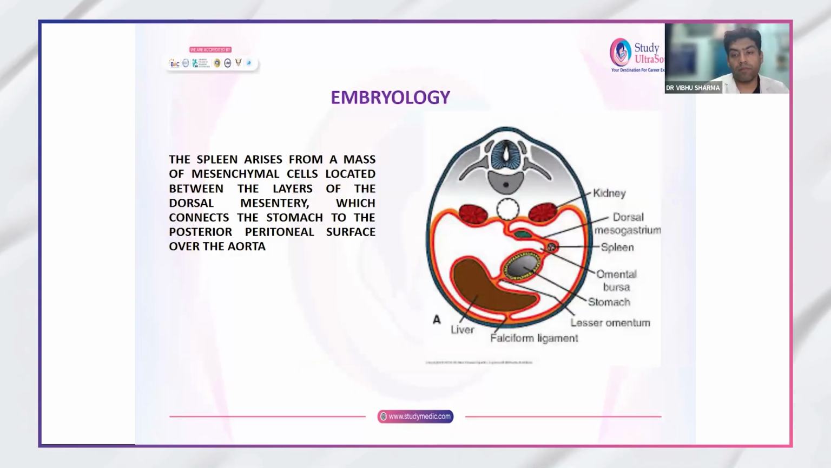This is the embryological demonstration. You can see that the spleen arises from a mass of mesenchymal cells located between the layers of the dorsal mesentery, which connects the stomach to the posterior peritoneal surface over the aorta. So this is the spleen, developing from a mass of mesenchymal cells between the stomach and the posterior peritoneal surface over the aorta. So along the stomach, the spleen is there.